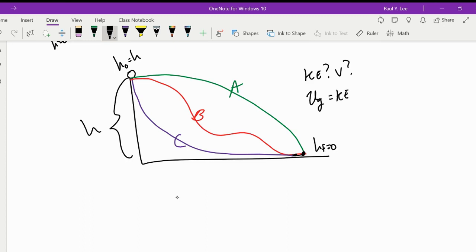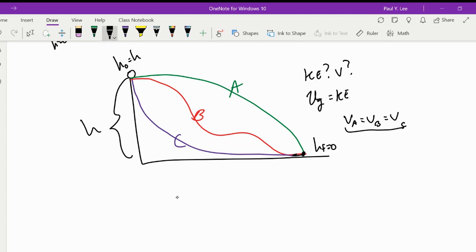Okay, so both objects will reach the final position with the same velocity. So we can say VA is equal to VB, which is equal to VC. All right. The other thing that we can think about is, so this might be question part one. Question part two is which object will reach the end first?